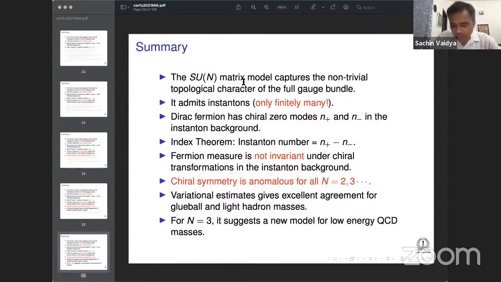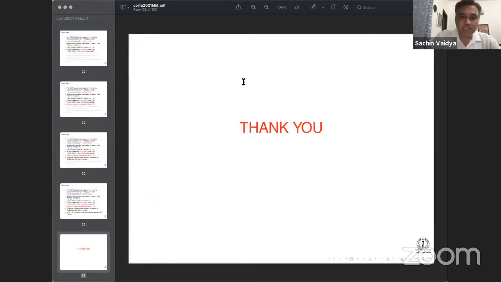I think that most of the studies of the matrix model focus on the large n limit. And I have tried to argue that the small n limit is interesting and useful. Thank you very much.